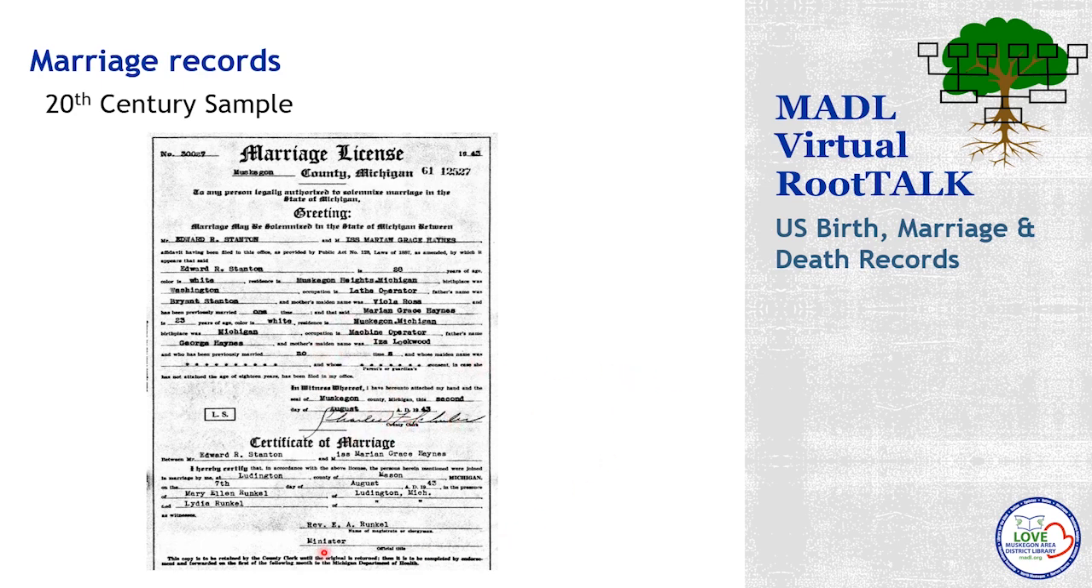And then down here is the certificate of marriage where Mr. Stanton and Miss Haynes got married in Ludington on August 7th, 1943. And two witnesses by the last name of Runkle. And if we look at this, the officiant of the wedding itself was Reverend Runkle. So some great information we can pull from here.